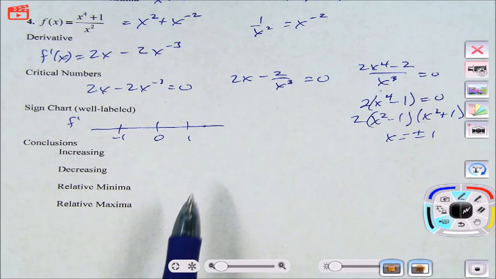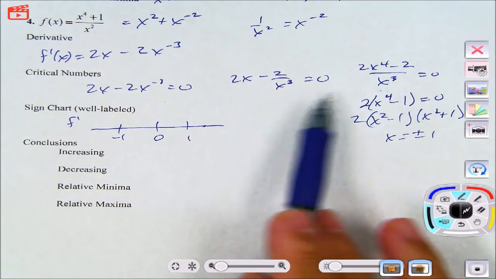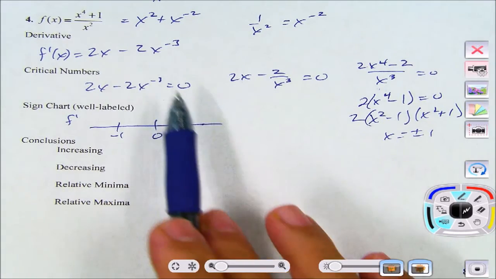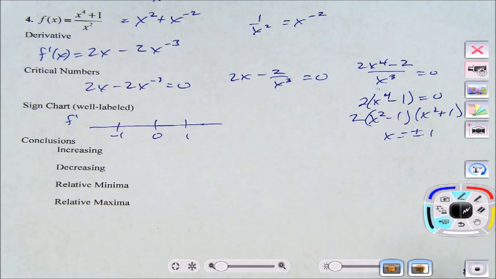Now, the question is, which of these versions of the derivative do I want to use? You pick. None of them look any good. Probably the last one. This one?